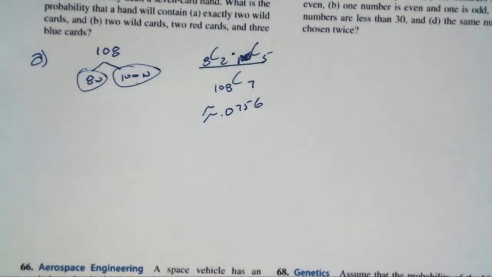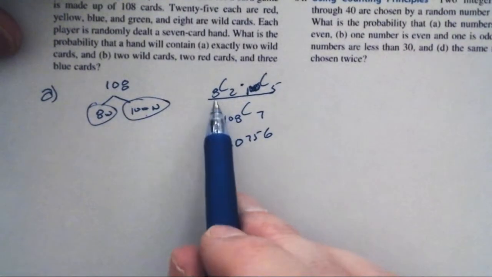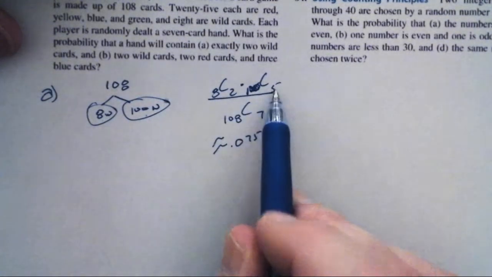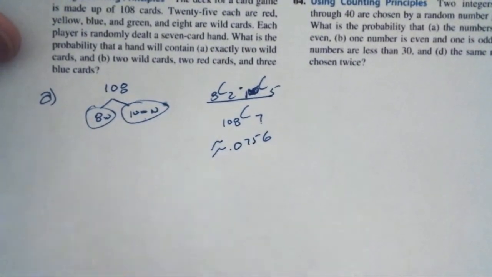Okay, this is a classic case of what's referred to as combinatorics. Take a look here at the structure of this. 8 plus 100 is 108, 2 plus 5 is 7. You could see that structure in a lot of different real-world problems. Let's take a look at B.